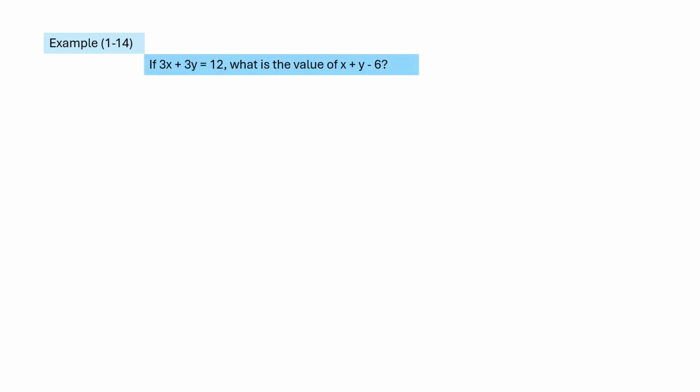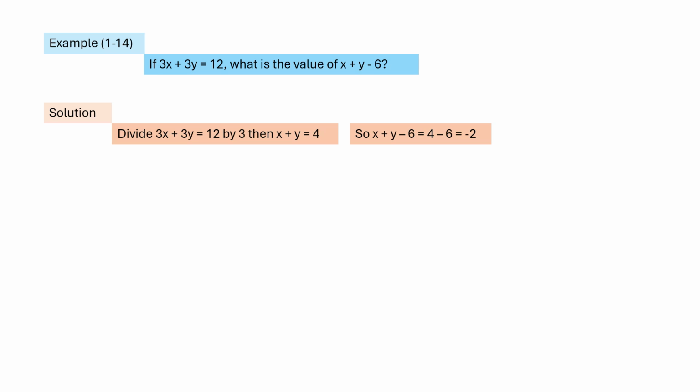Example 114. If 3x plus 3y equals 12, what is the value of x plus y minus 6? If you look at the given equation carefully, you can divide both sides by 3. After you divide by 3, you will have x plus y equals 4. Now you can subtract 6 from both sides to get the request. So x plus y minus 6 will be 4 minus 6, which is negative 2.